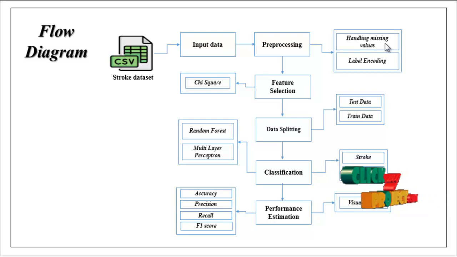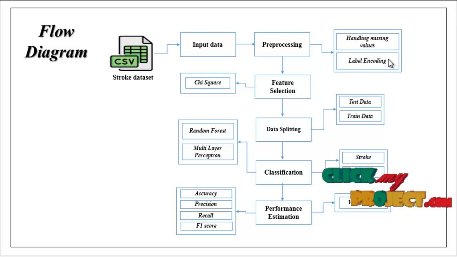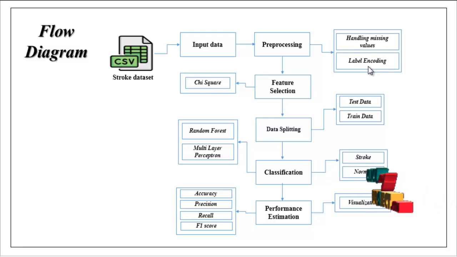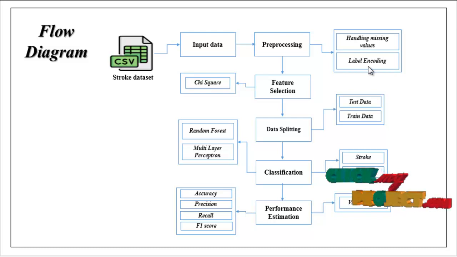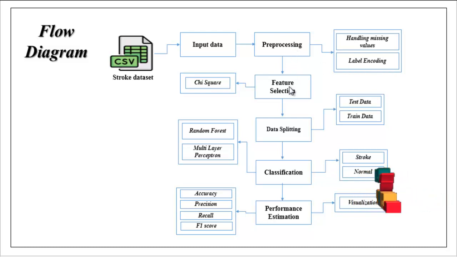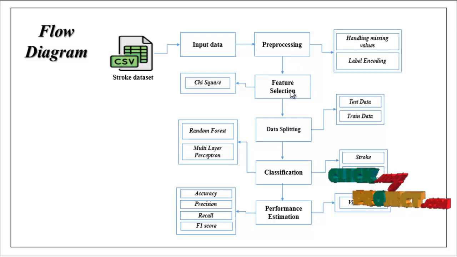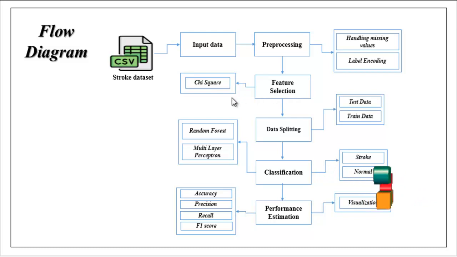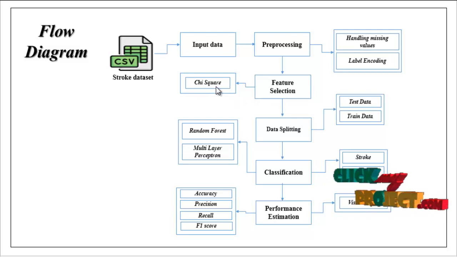If our dataset contains any missing values, we can replace or remove the missing values. Then label encoding for machine readability. Here we convert the string into a numeric integer value. Then the pre-processed data is carried to the feature selection module. Here we select the best features from the pre-processed data by using chi-square.